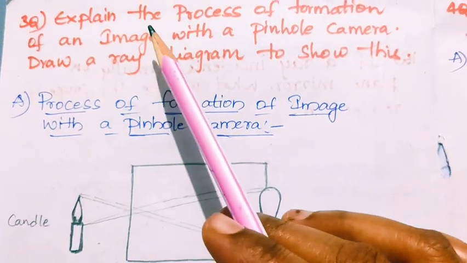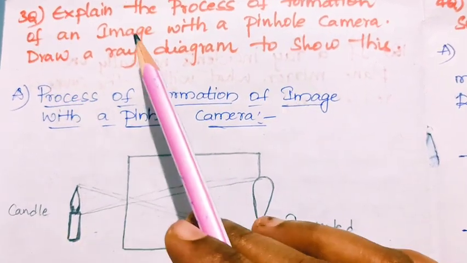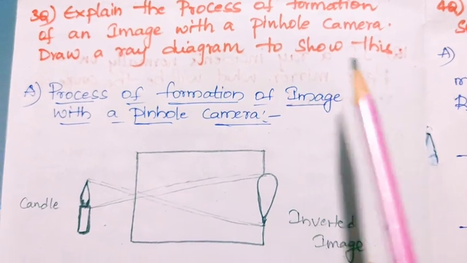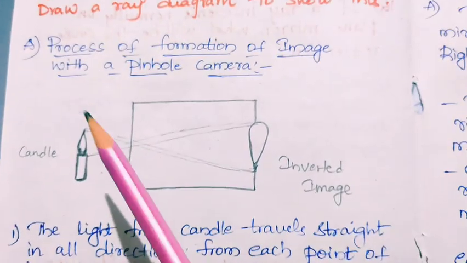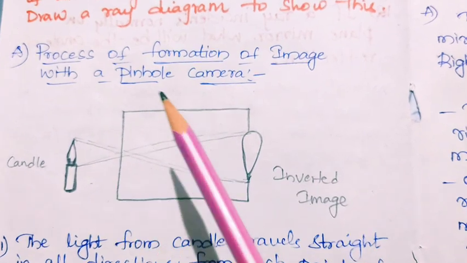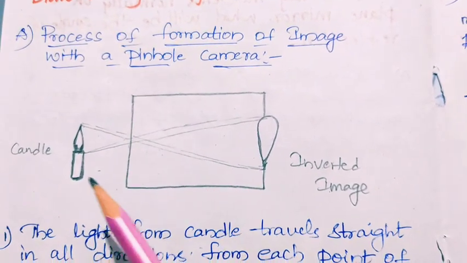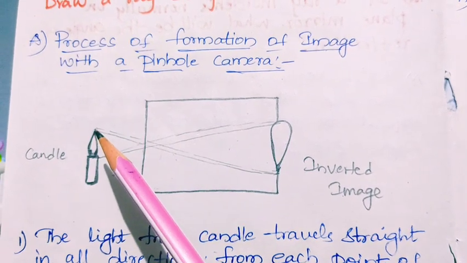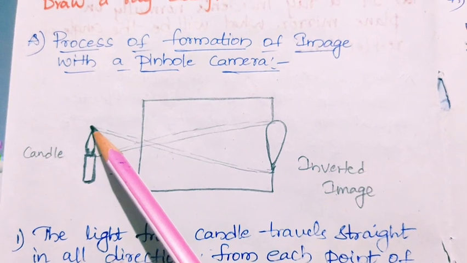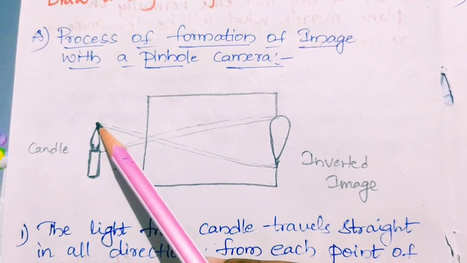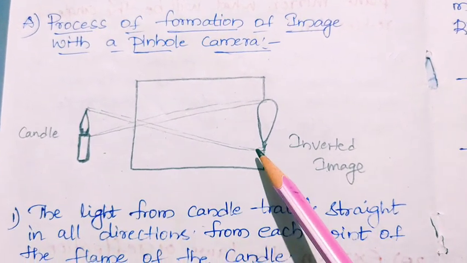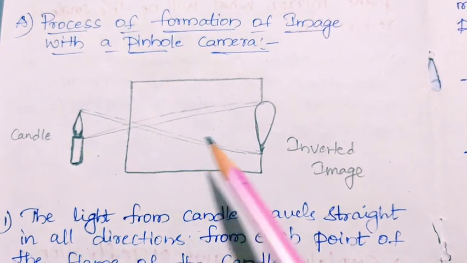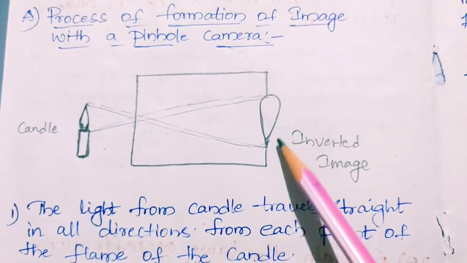Third question, explain the process of formation of an image with a pinhole camera. Draw a ray diagram to show this. So here we'll explain the process of formation of image with a pinhole camera. Look at the first diagram. When we place a candle, the light from the top of the candle enters through the pinhole camera and it forms the inverted image.